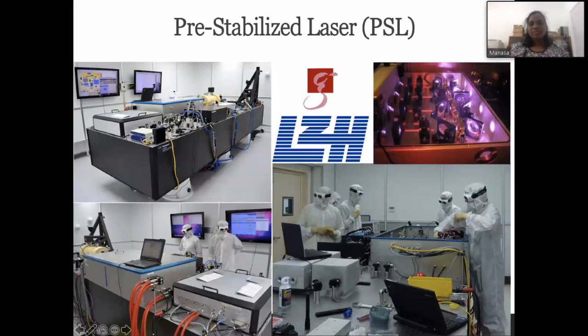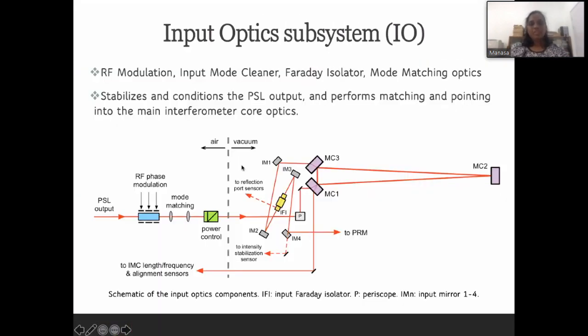So when it comes to the real system, this is how it looks. This is a PSL room at one of the observatories, and you can see how the whole system is being brought together. You can see the different stages, amplifiers in here. Moving forward from the PSL subsystem, we then enter the input optics subsystem.